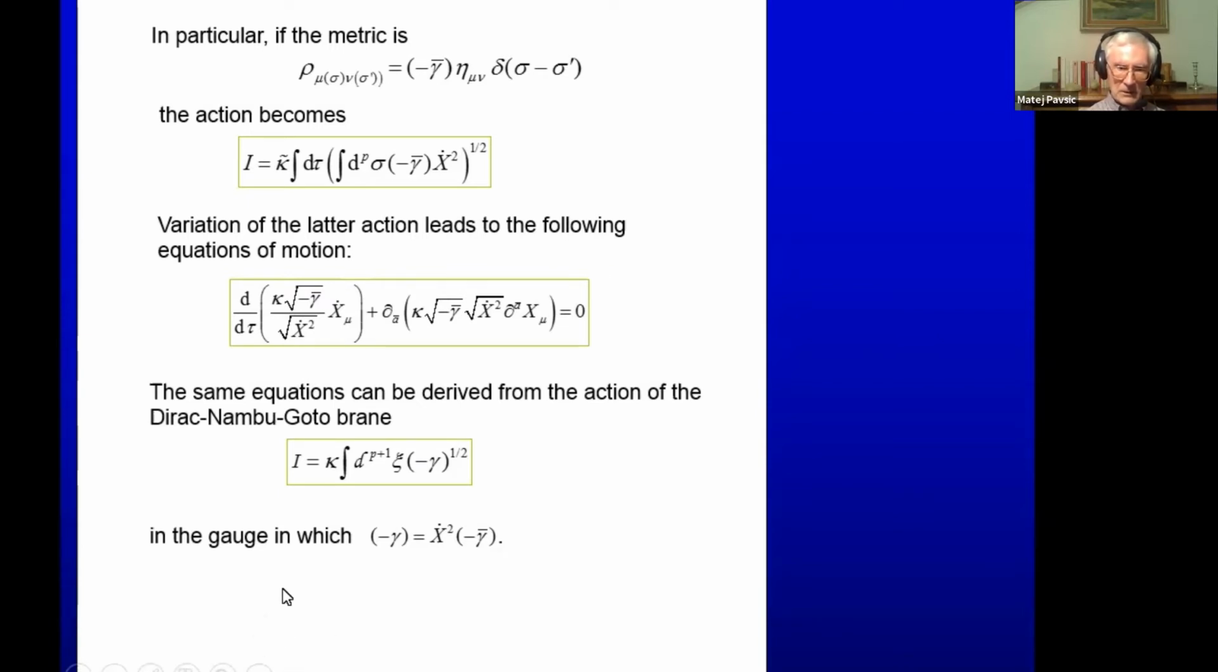The same equation of motion can be derived also from this action for the Dirac-Nambu-Goto brane, in which we take the gauge such that the determinant splits into these two parts. Sorry if this is complicated. Essentially, we are doing just something that we do in finite dimension, the geodesic equation.